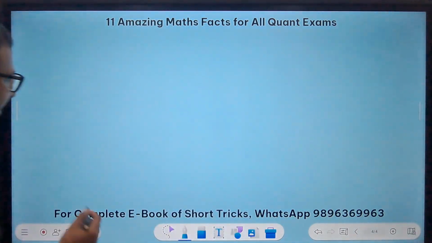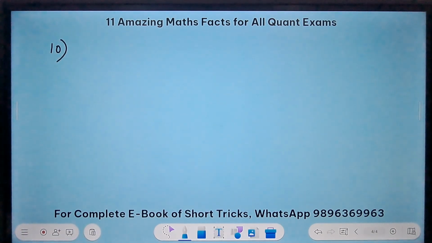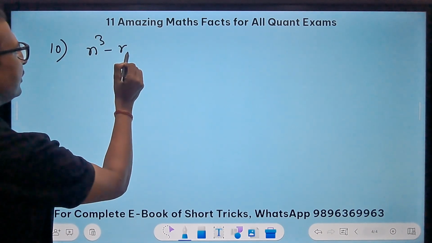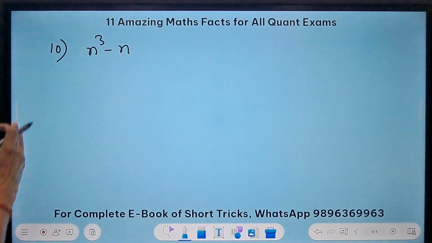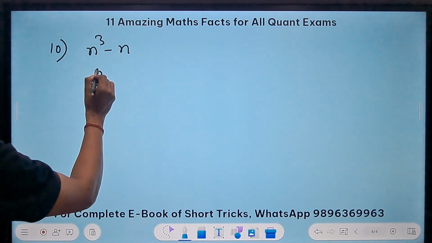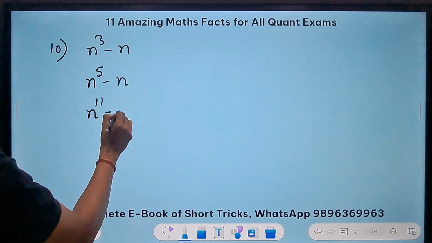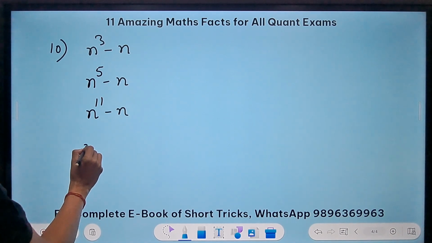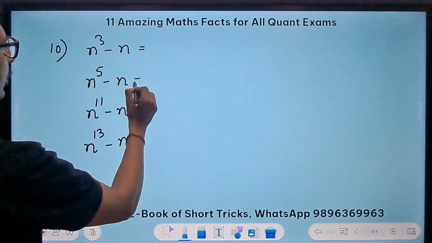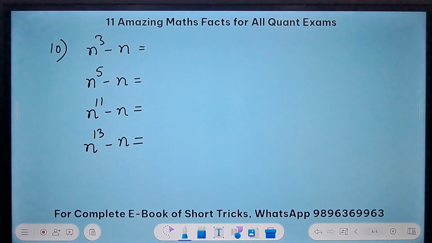Let's see the 10th one for this video. In the 10th one, we have a divisibility rule. Suppose I have n cube minus n, like say 18 cube minus 18, or I have n raised to power 5 minus n, or I may have n raised to power 11 minus n, or for that matter n raised to power 13 minus n. Now these 4 rules are very, very important for competitive exams because you get so many questions based on these.